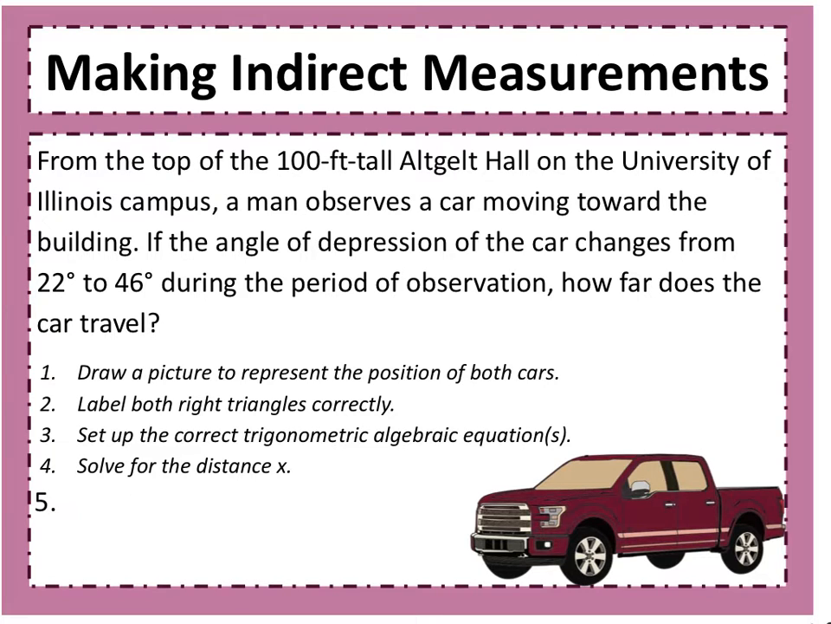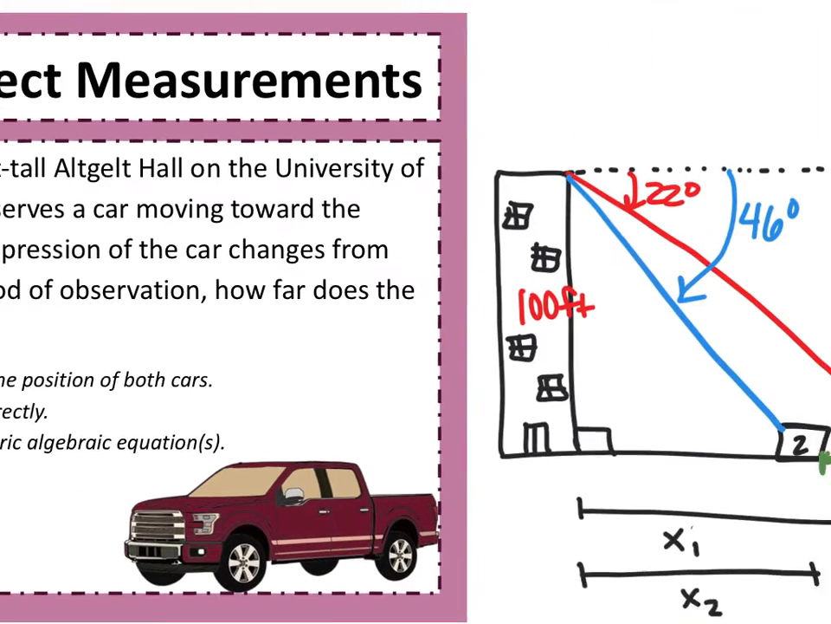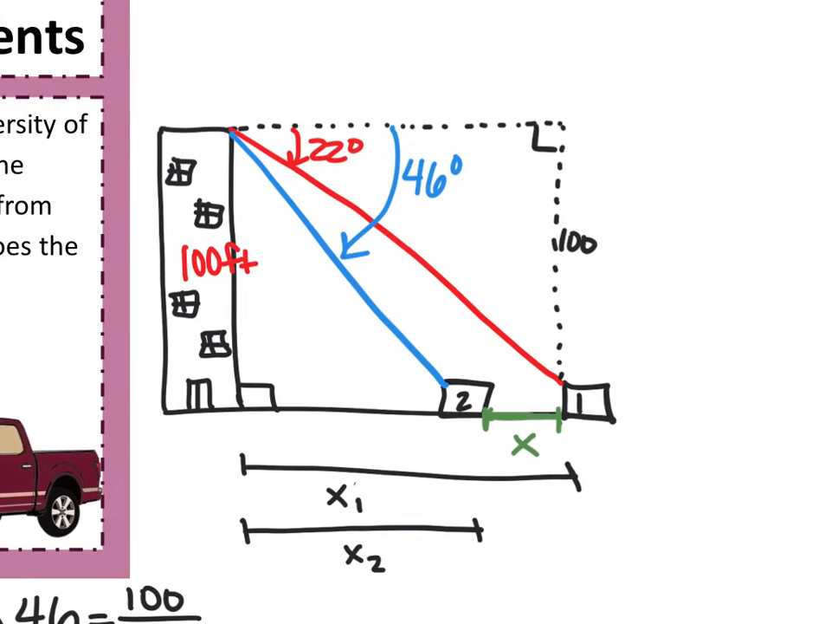Again, first things first, we need to draw a correct representation of both cars and then label the triangles correctly. So here's my lovely drawing for this. My cars look great. Let me give them some wheels actually, so they actually look like cars. Here's my cars. And here's what's happening.